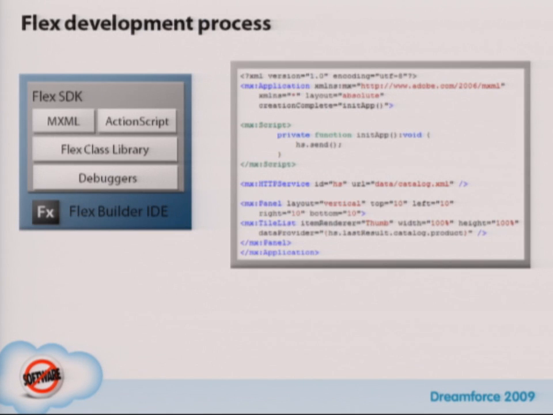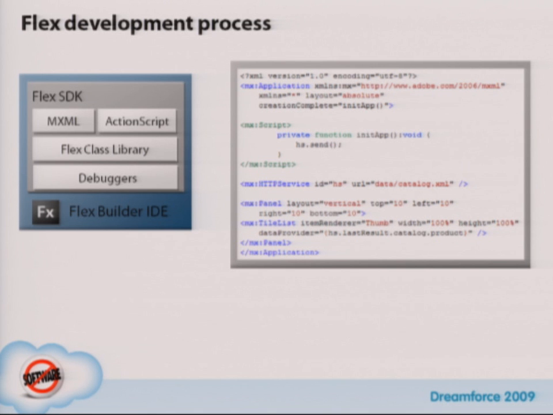So let's look at the development process of how Flex works. Now, Flex is kind of an umbrella term that Adobe uses. There are a lot of bits and pieces to this Flex terminology, but at the core is a programming model and a programming language. The programming language is called ActionScript. It is an object-oriented language, much like Apex or Java. They also provide a declarative language called MXML.